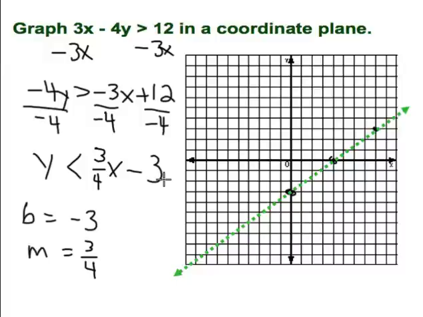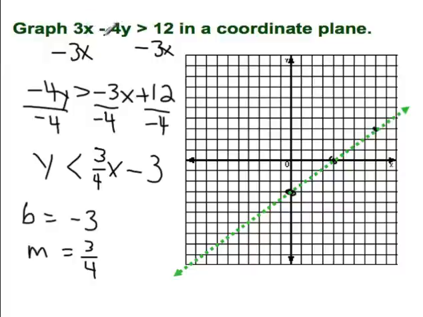And then remember the next step was to ask yourself, what point should you plug in to see what side to shade? Again, I would use the point 0, 0 because it's not on this line. So if I plug 0, 0 in up here, think about this whole side. I would always go back to the original inequality, especially for this one. It's going to be pretty easy.